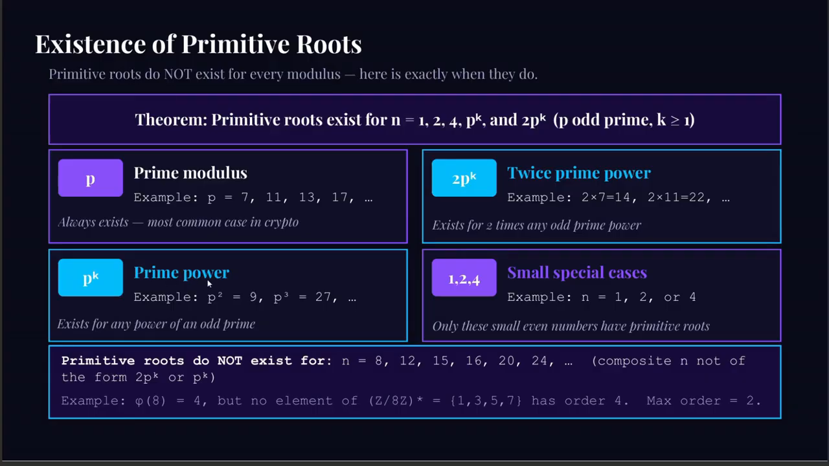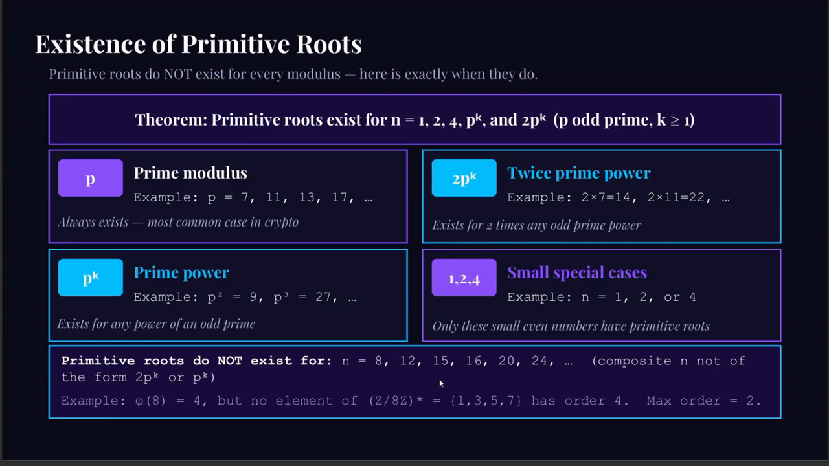Second case is prime powers. Examples like 9, 27, 125, which are 3 square, 3 cube or 5 cube. They always have a primitive root. Then the third case is twice a prime power. Examples 14, 22, 54, like 7 times 2 is 14, 11 times 2 is 22. These also have primitive roots. The cases where they do not exist, examples are 8, 12, 15, 16, 20, 24. A primitive root doesn't exist for these numbers.